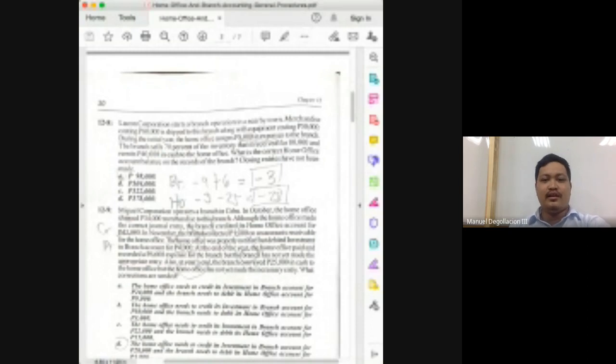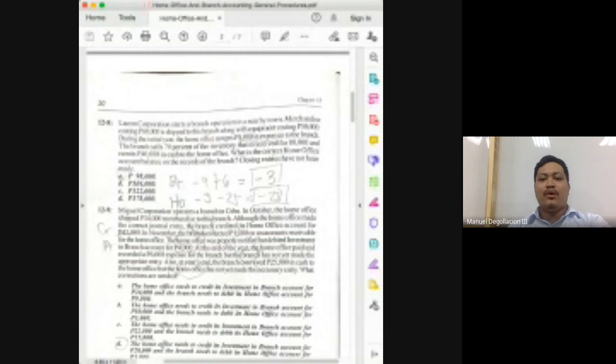We have credited home office by 130 for the investment. We have credited home office also for the expenses. Okay, but we have debited home office for 40,000. How much then would be the balance of your home office account from those three transactions? 98,000. But again, what are the transactions affecting your reciprocal accounts, class? Investments, withdrawals, profits, and losses. What does profit do? Increase. What does loss do? Decrease.